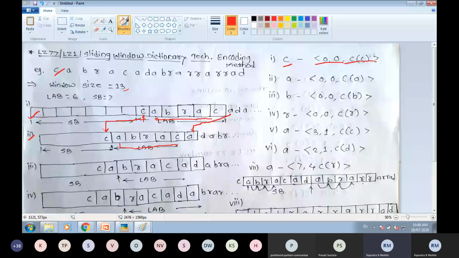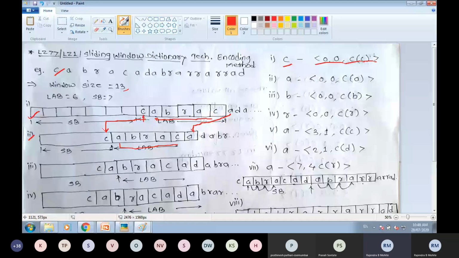For that C, is there any match at the search buffer side? No. So I represent the offset value as 0. If there is no match, then there is no length of match, so the length of match value is again 0. And for which alphabet don't we have a match? For C we don't have a match, so we represent C. So my first encoded value is 0 0 C of C.